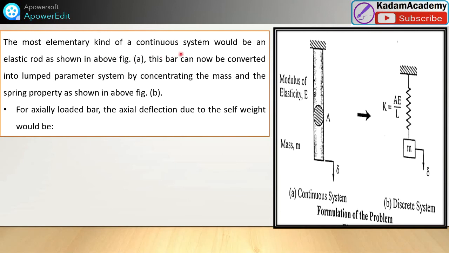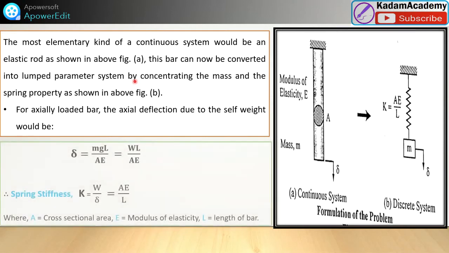Most of the elementary kind of continuous system would be an elastic rod, that is shown in this figure A. This bar can now be converted into a lump parameter system by concentrating the mass here at the center of this bar. For an axially loaded bar, the axial deflection due to self weight would be given. So this K will show its self weight. And this system is converted like this, this distributed one, into the lump parameter system.